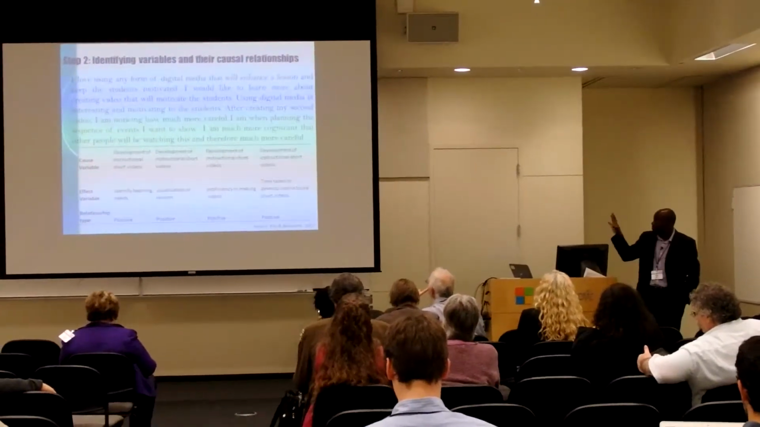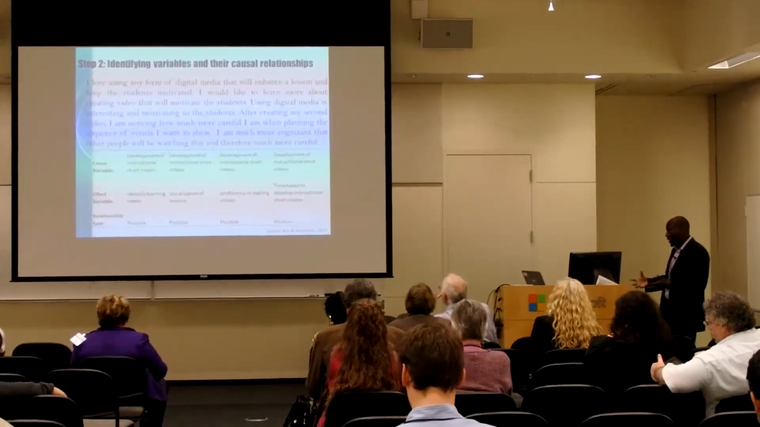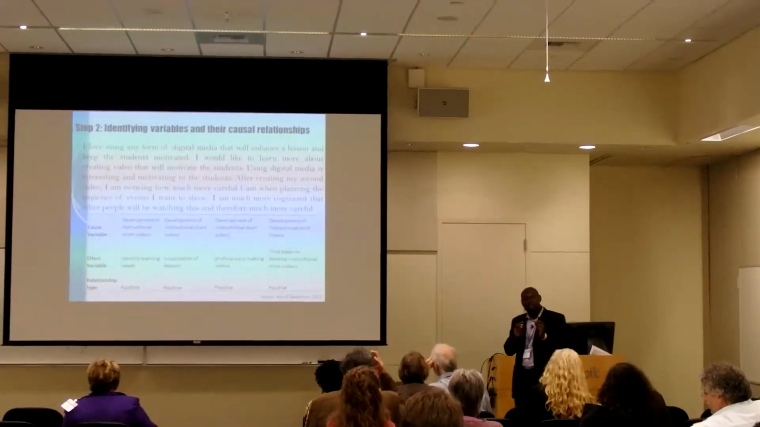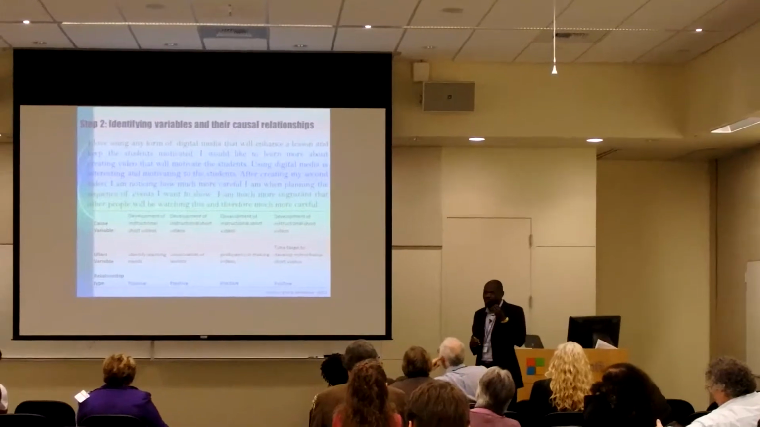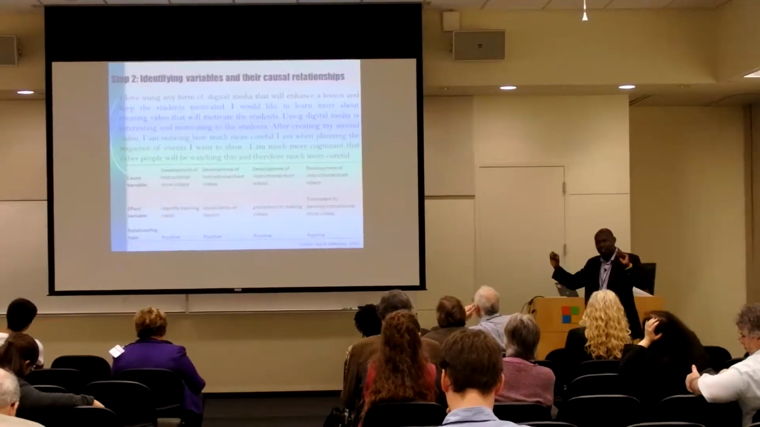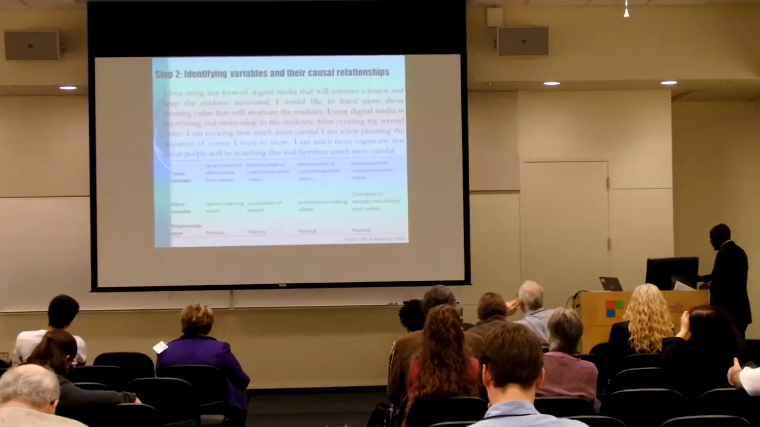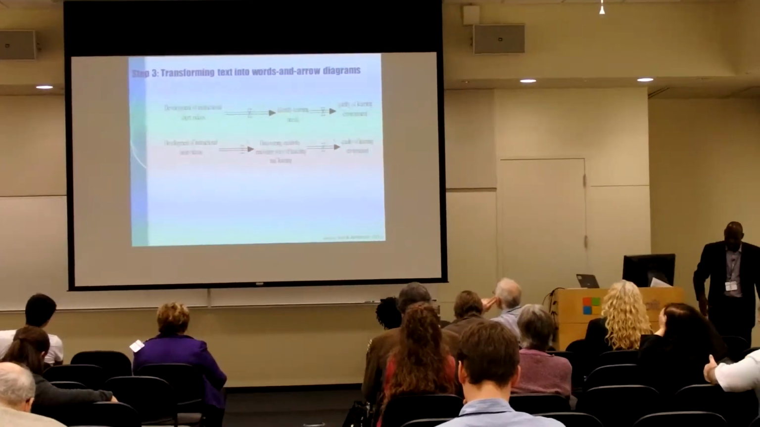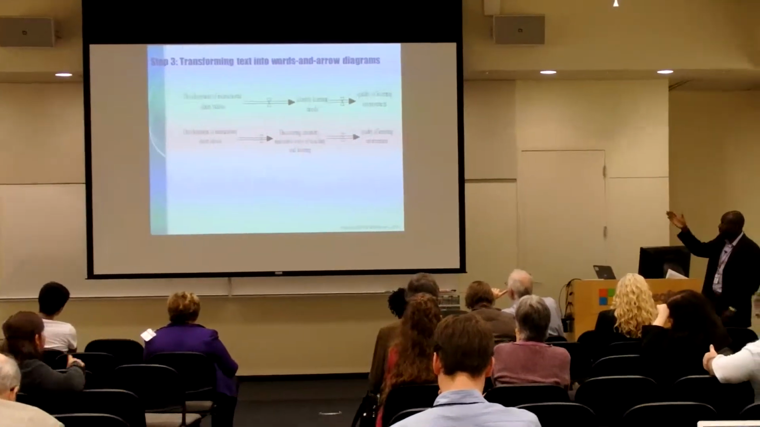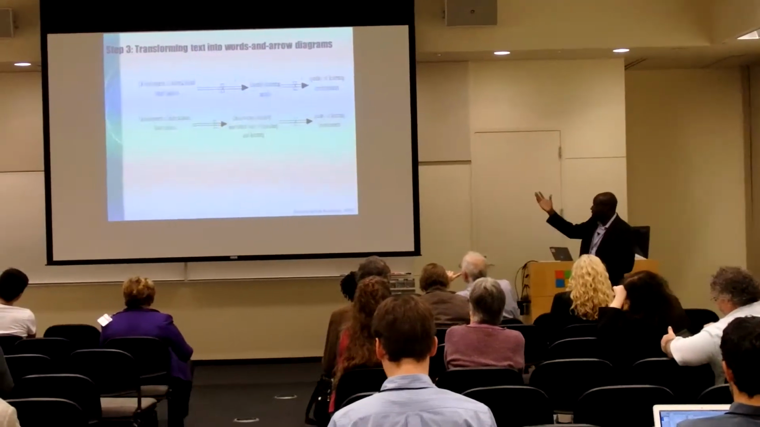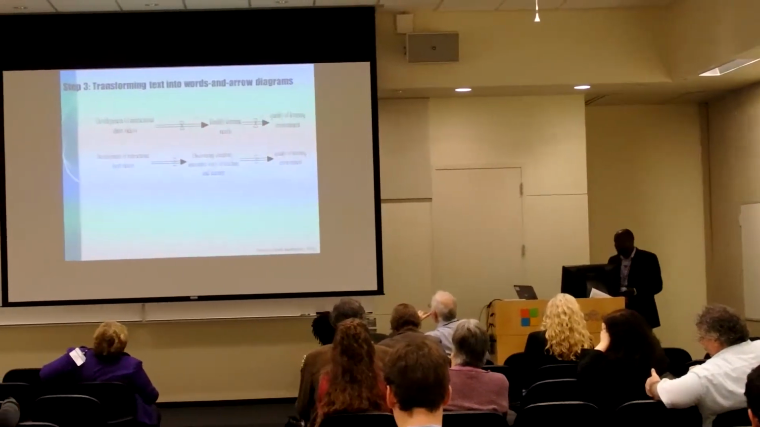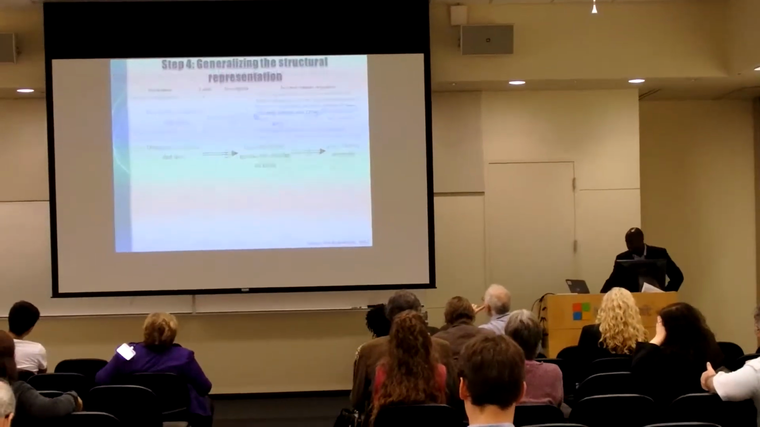Then the second step was to identify variables and their causal relationships. From the first step, we had identified certain variables. After picking out those different variables, we started looking at which variable is the cause and which is the effect. How do the different variables relate to one another? We went to the third step, whereby we started joining the different variables. So we're transforming the text into words and arrow diagrams. For example, digital instruction videos lead to an increase in identifying the learning needs, so that's a positive relationship.